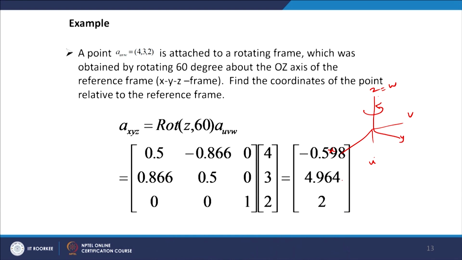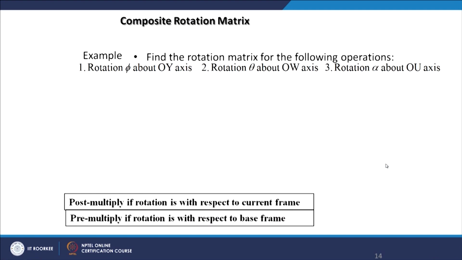We can make use of the rotation matrix. Because it is a rotation about z, the fundamental rotation matrix can be obtained. This is cos 60, minus sin 60, and sin 60, cos 60, and calculation can give the expression like this. Okay. Now, the composite rotation matrix.